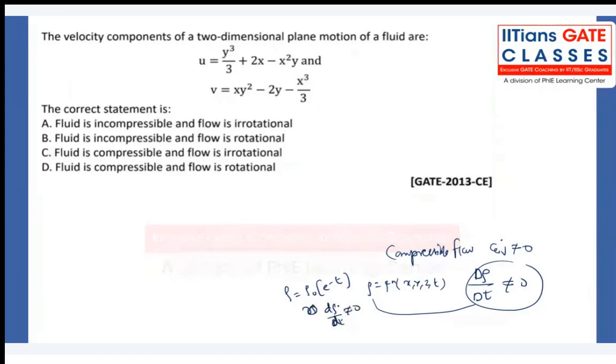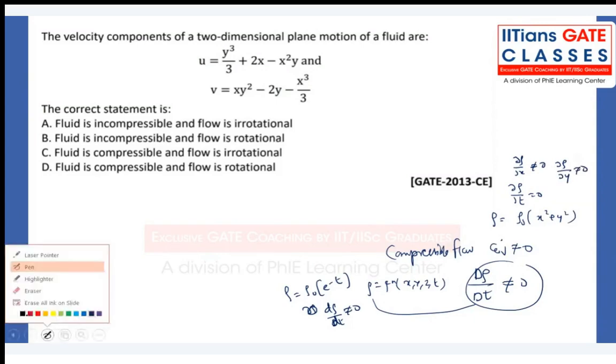Or it may be possible that rho is nothing but rho naught into x square plus y square. Then in that case, dou rho by dou t may be zero, but dou rho by dou x is not equal to zero, and dou rho by dou y is not equal to zero. So it is very difficult to decide here also. Getting my point? Now tell me this particular problem very quickly.